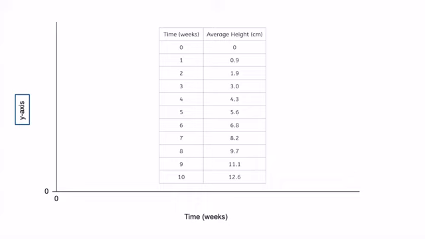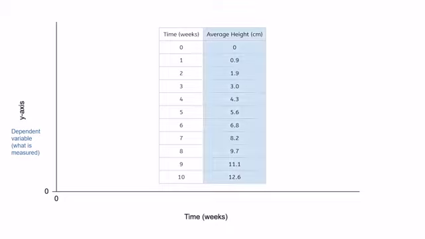The y-axis always contains the dependent variable, or the variable that is measured. In this case, we have measured the average height of the strawberry plants, so we'll title our y-axis average height, again, including our unit of measurement.